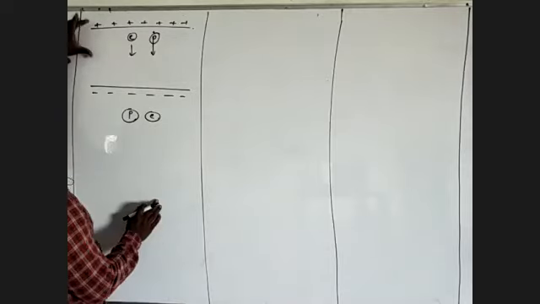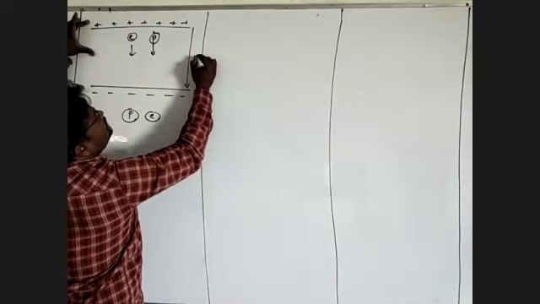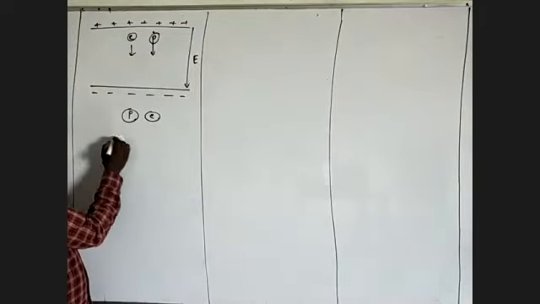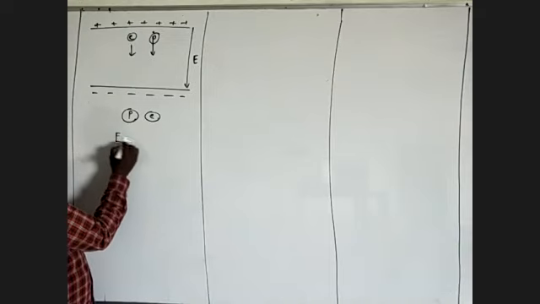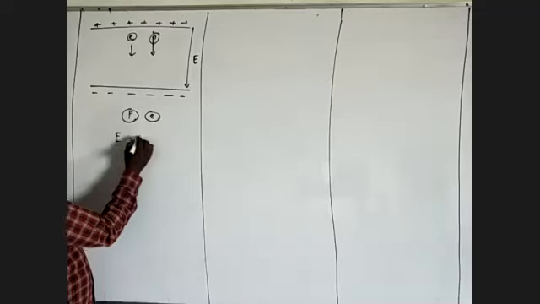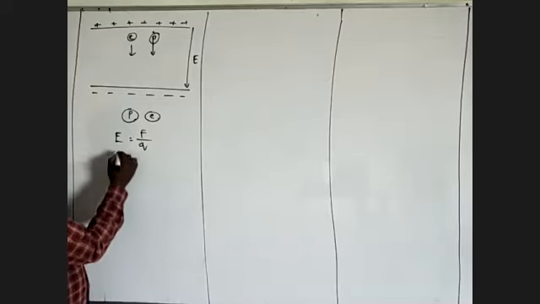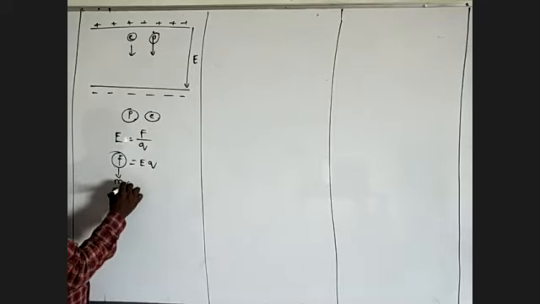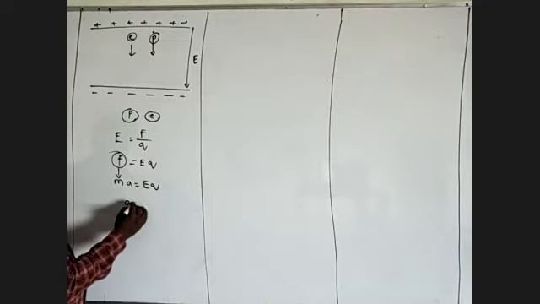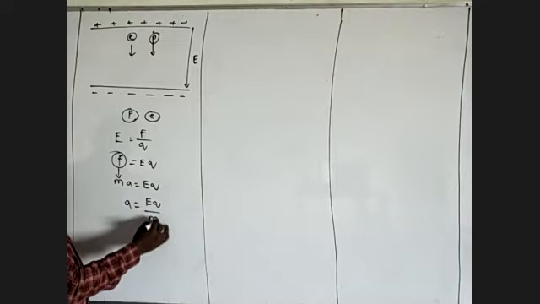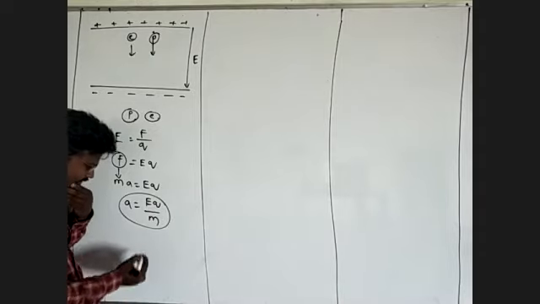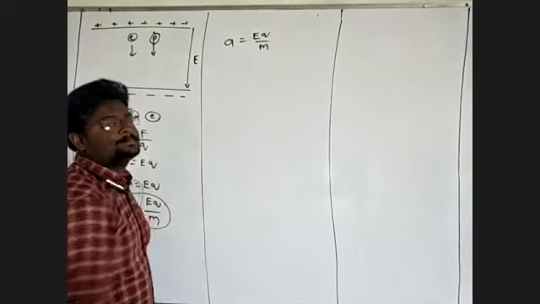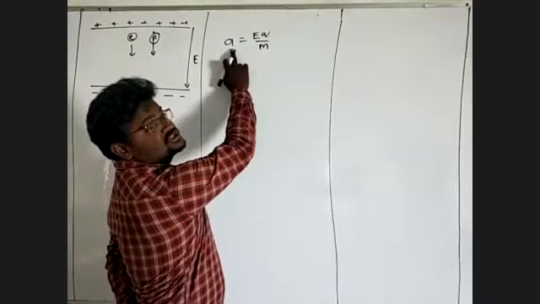We know very well the direction of the electric field is from positive to negative. So, E is the intensity of the electric field, which is force by charge, so F is equal to EQ. According to Newton's second law, F is equal to ma is equal to EQ, so a is equal to EQ by m. Here, a means the acceleration of the charged particle.